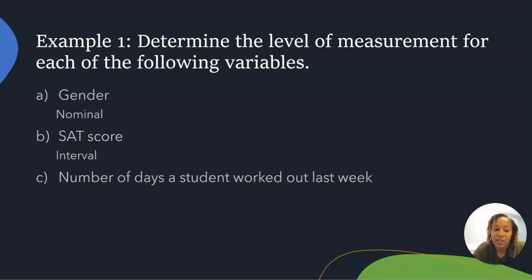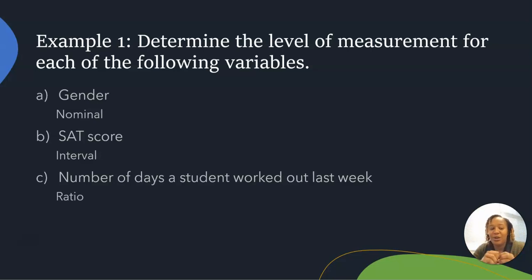Then the next thing you want to ask yourself is, what does 0 mean? Does 0 mean the absence of a quantity? Does 0 mean the absence of studying? Or does 0 not mean the absence, right? So if you have a 0, that means you did not study. So that is the absence of the thing that we're measuring, student studying. So in this case, this would be ratio data. Hopefully that makes sense, and I'm not just rambling.